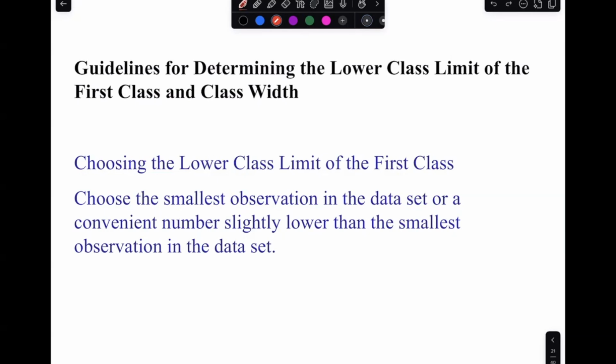Okay. First thing you want to do when we're finding our class width is you choose your lower class limit. That is always the first thing you're going to do. And as I said, I choose a pretty value. See, it says convenient number.